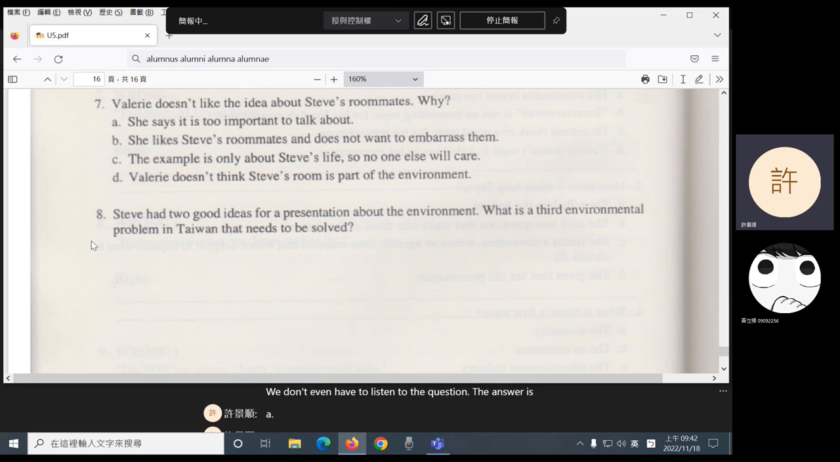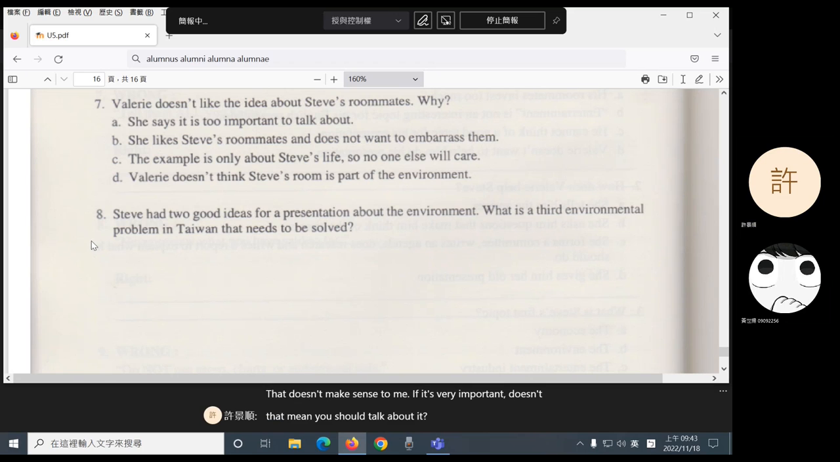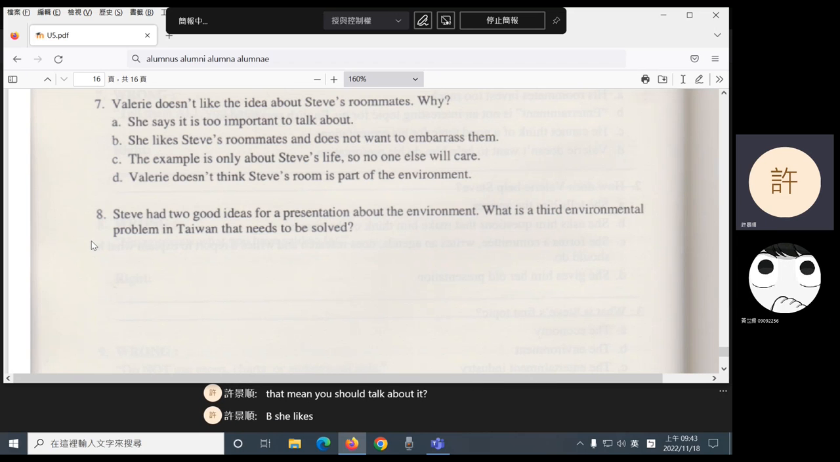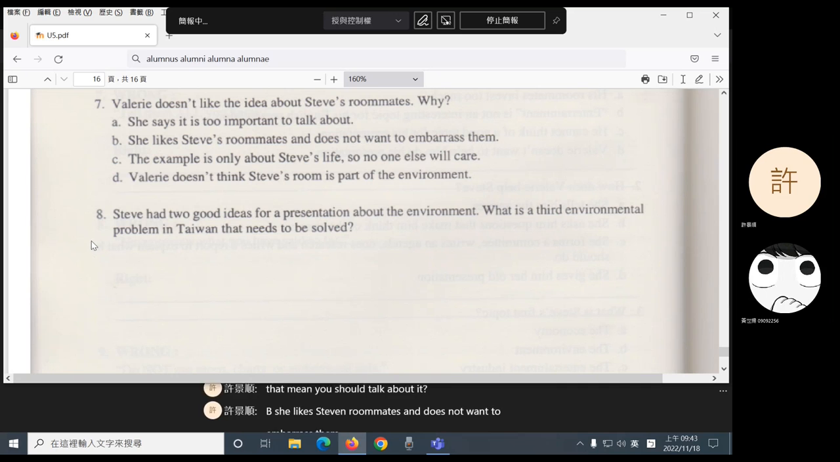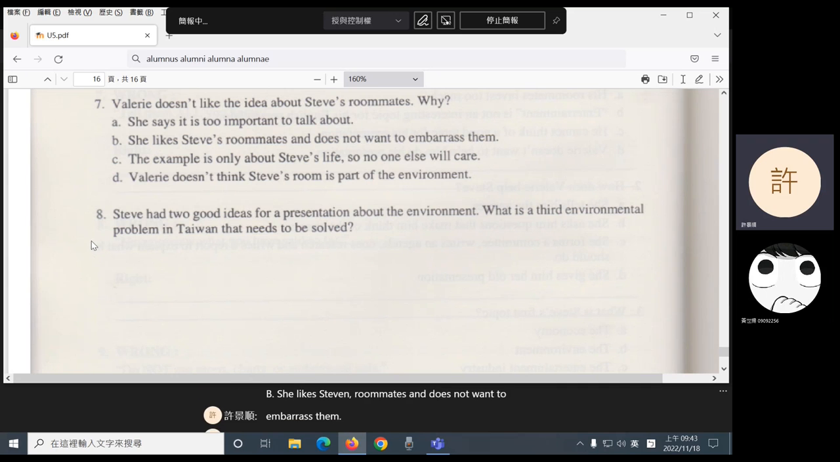Seven, Valerie doesn't like the idea about Steve's roommates. Why? A, she says it is too important to talk about. That doesn't make sense to me. If it's very important, doesn't that mean you should talk about it? B, she likes Steve's roommates and does not want to embarrass them. C, the example is only about Steve's life, so no one else will care. 没人管你啦. D, Valerie doesn't think Steve's room is part of the environment.